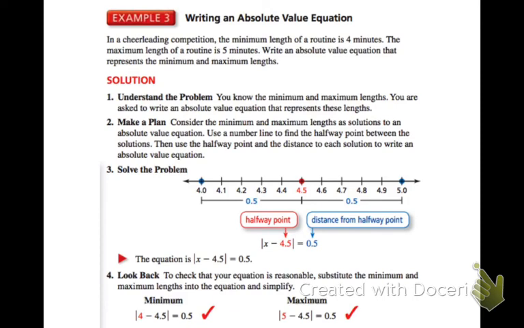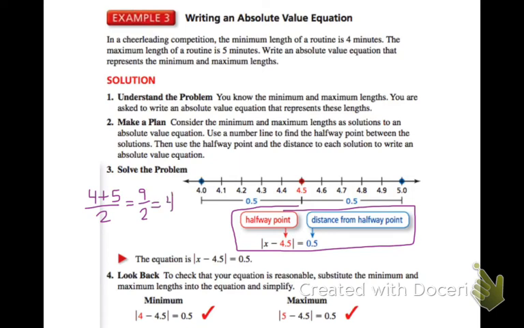One part you may want to write down somewhere off to the side is this part right here, okay? Each part of this absolute value equation has a special position. The x minus, and then the number behind that, is the halfway point between the two numbers. How do we get the halfway point? Well, we could take 4 plus 5 and divide by 2. So 9 divided by 2 is 4.5. So 4 plus 5 divided by 2 gives us the halfway point, okay?